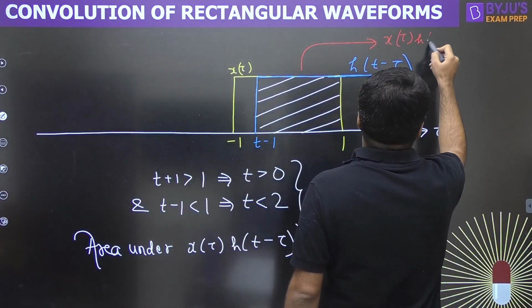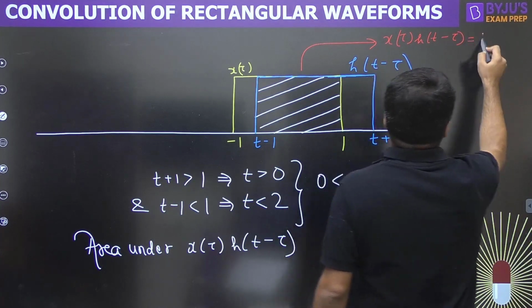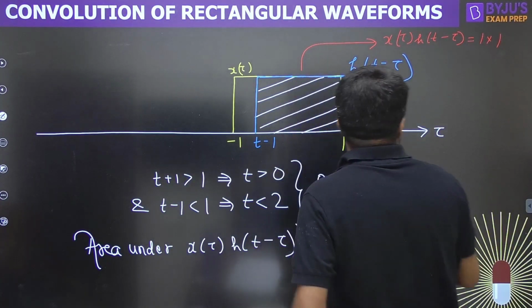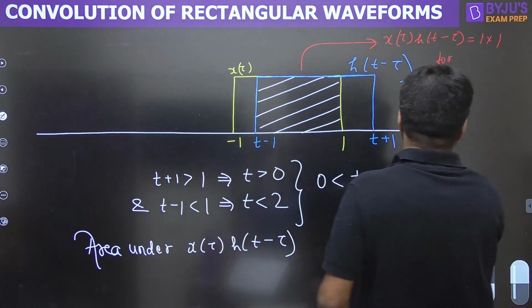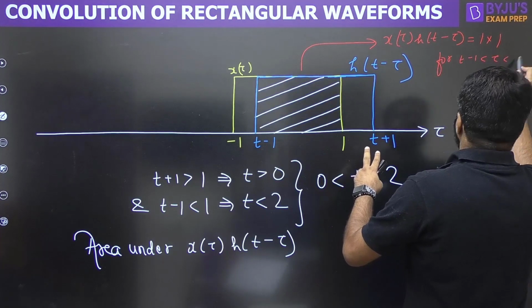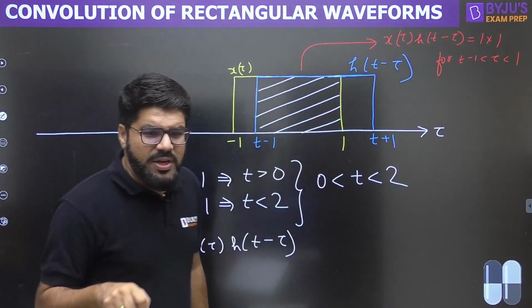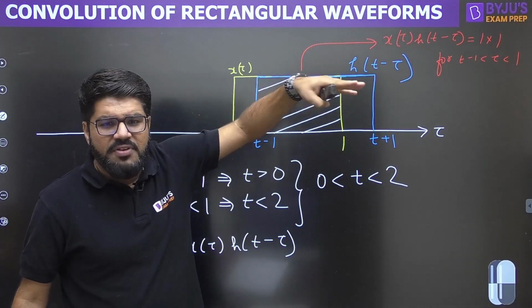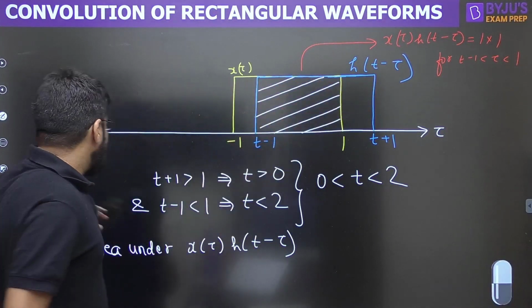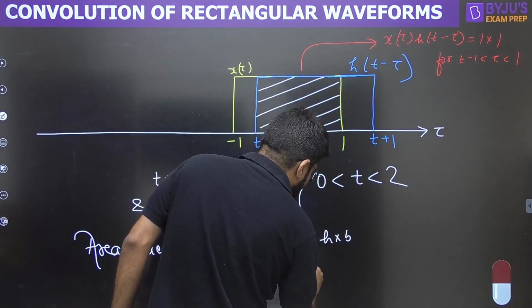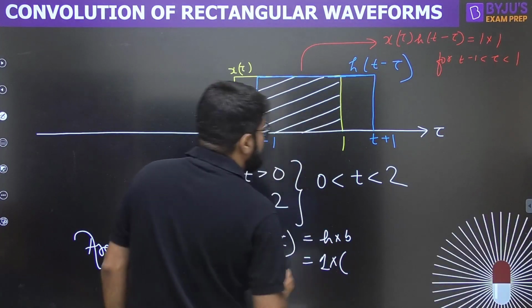And now what you are able to see? What is the product x tau h(t minus tau)? Whenever they overlap, they multiply 1 into 1. What are both the values? 1 into 1. But for what value of tau? Right, t minus 1 to 1. For t minus 1 less than tau less than 1. But eventually what you need is the area, and since it is constant 1, it's a flat curve, a rectangle. What is the area of a rectangle? That is again height into base. Height is equal to 1 multiplied by base.